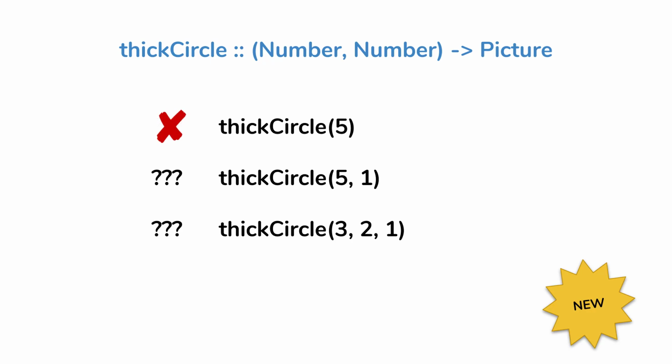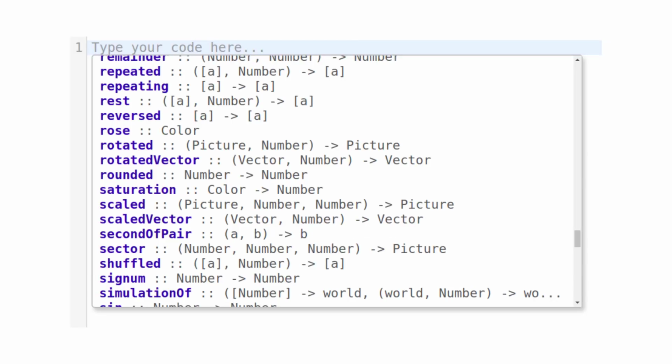The first attempt is not correct because it only has 1 argument, and thick circle needs an ordered pair of numbers. The third one is also not correct. It has too many arguments, but the middle one is just right. Without even knowing what the thick circle function does, just by looking at its signature, you can tell how to use it in your programs. Here's why that's important. From within CodeWorld itself, you can get a list of all of the names, variables, or functions that CodeWorld already knows, along with their signatures. If you learn how to interpret these signatures, you'll be able to use new functions and play around.